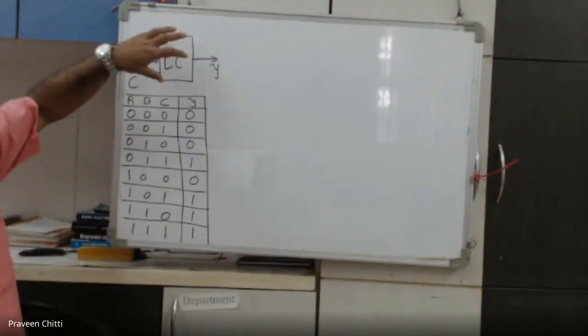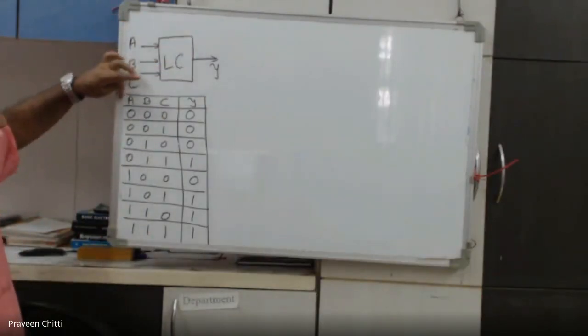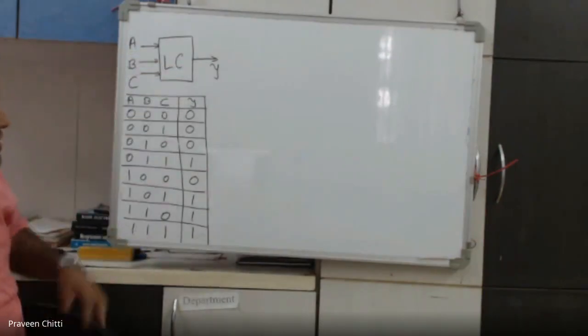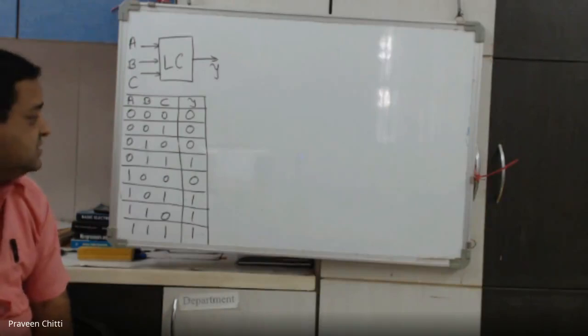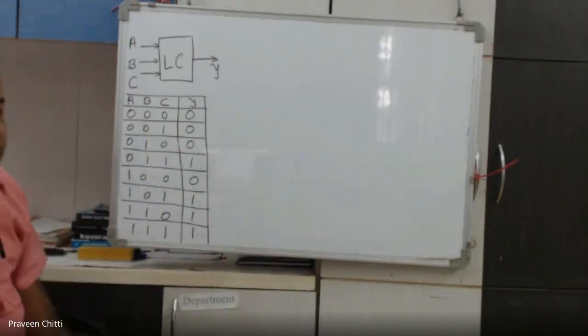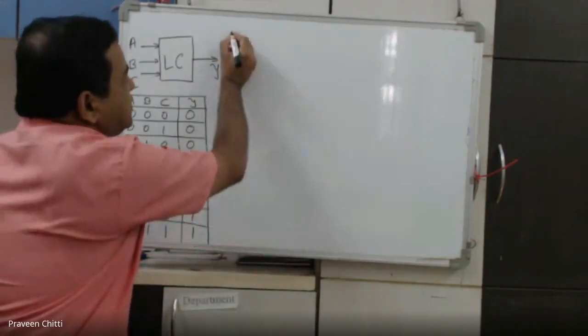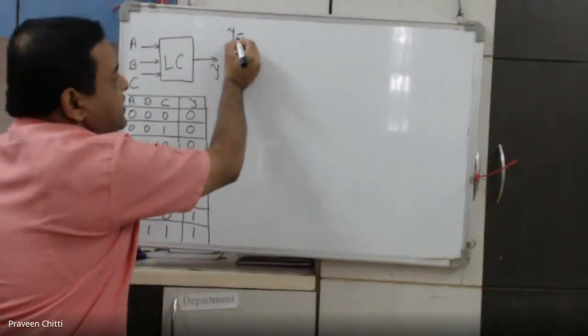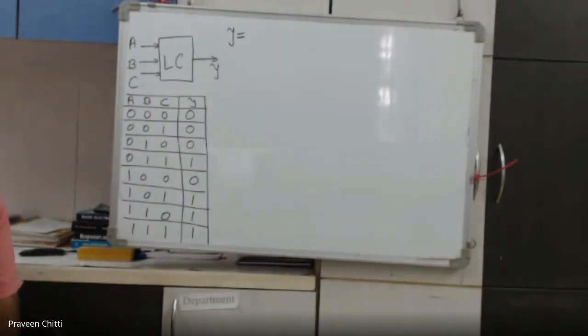This is the logic circuit we are designing, which has 3 inputs A, B, C and output Y, and as per the given statement we have written the truth table. Now, can you write the output equation from the truth table? You can write it first in the form of SOP, then in canonical SOP. SOP means sum of products.